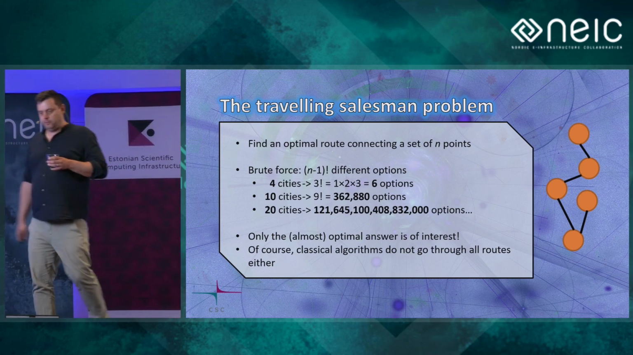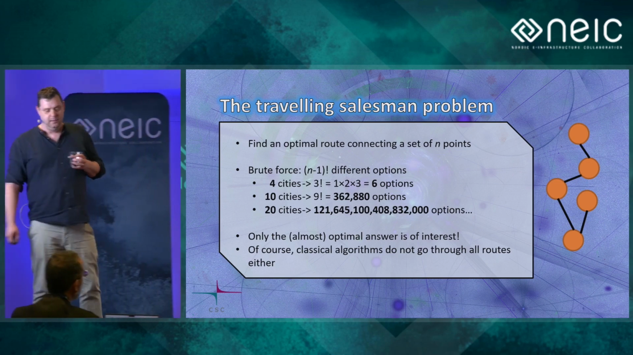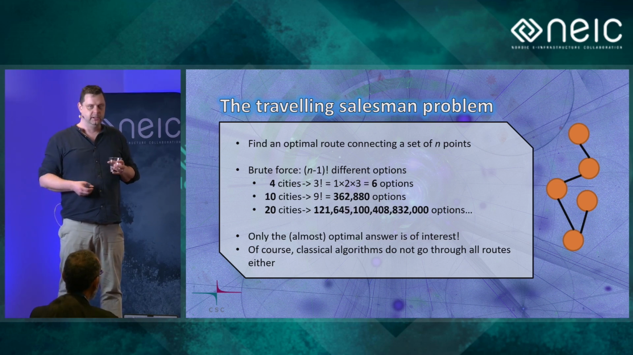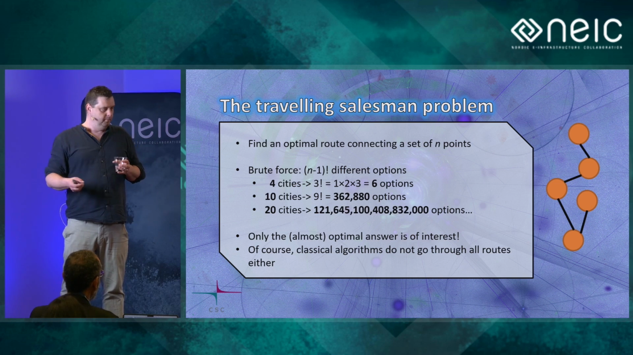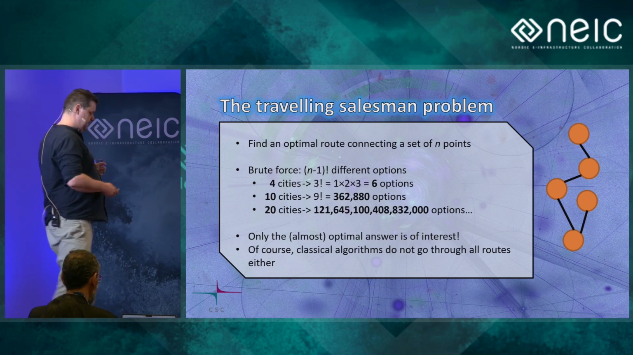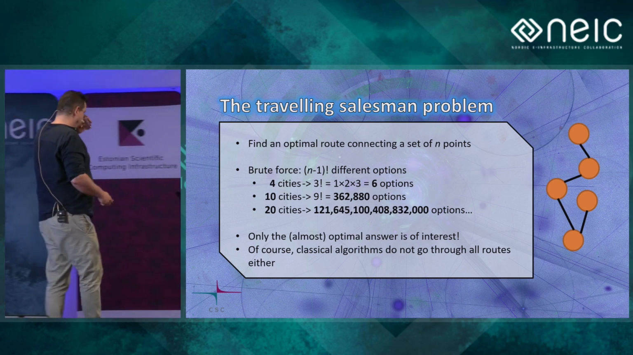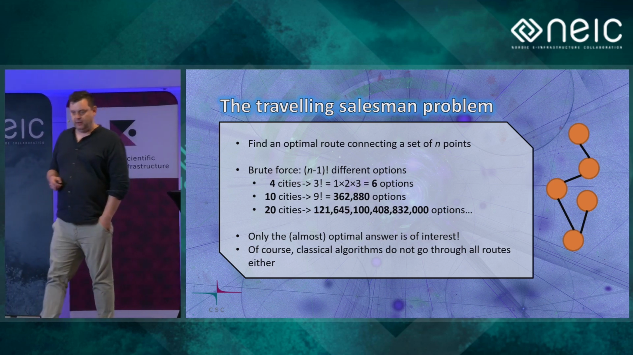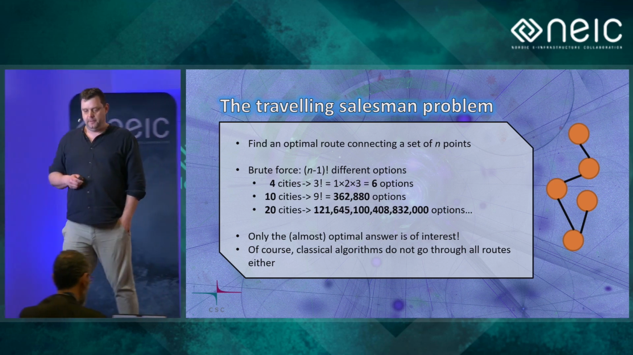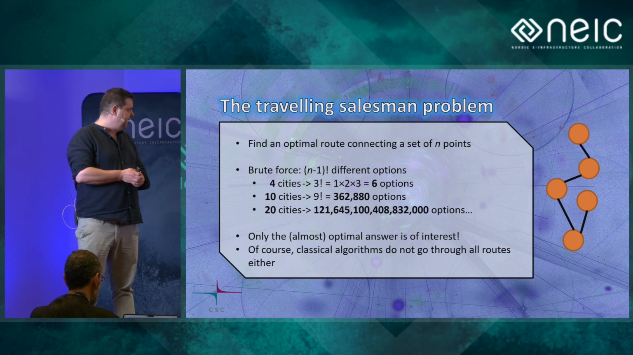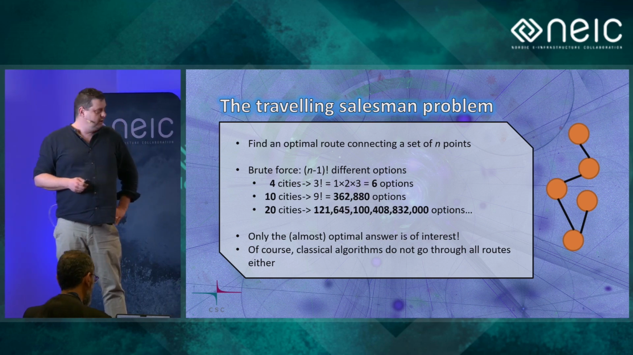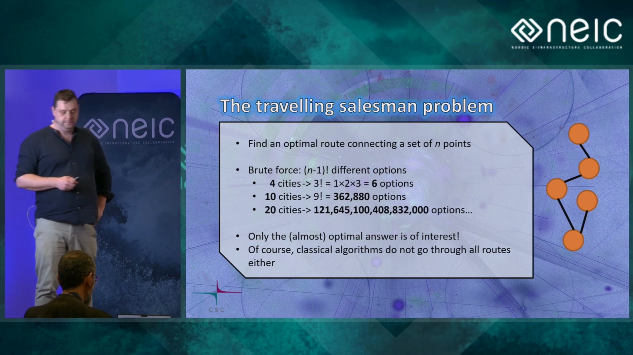This problem is often brought up as a typical example of where we have a rather small number of input parameters, but which leads to a very complex problem, and we are only interested in the best solution. So the traveling salesperson problem: find an optimal route that connects a set of endpoints. And if you just do this in a brute force way, then there's actually a factorial number of options.